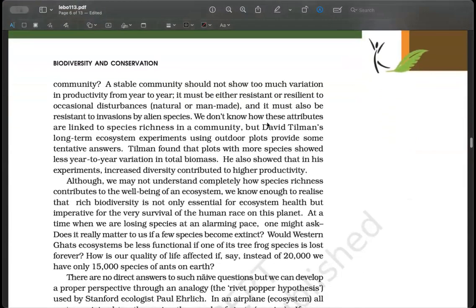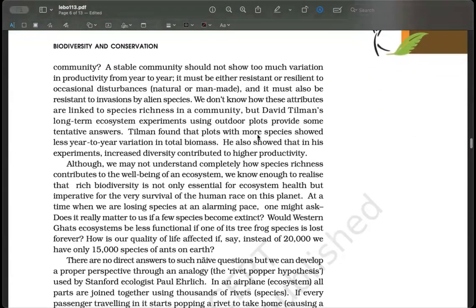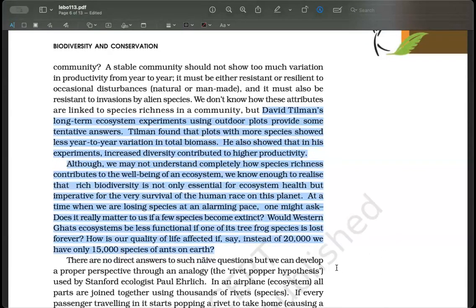So there is another person, and you will find about this person here in your textbook, David Tilman. Can you just read this paragraph for me? After reading, you have to explain to me first what you understand. Then I will tell you.